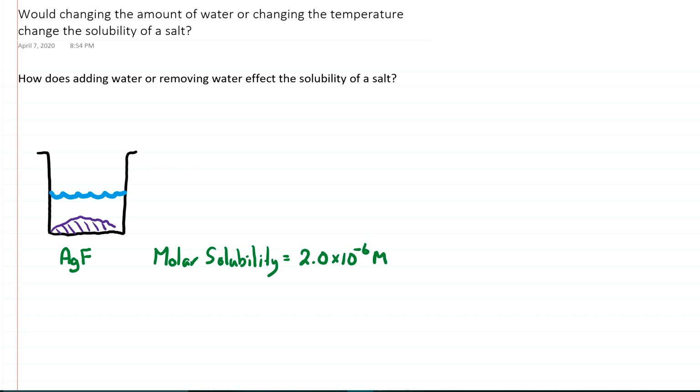So how would changing the amount of water or maybe changing the temperature affect the solubility of a salt? So what do you guys think about that? Let me give that some thought. So let's say you had a beaker of a saturated solution of silver fluoride and you were to add more water to the beaker. What do you think would happen to the solubility of that salt? Would it go up or would it go down?